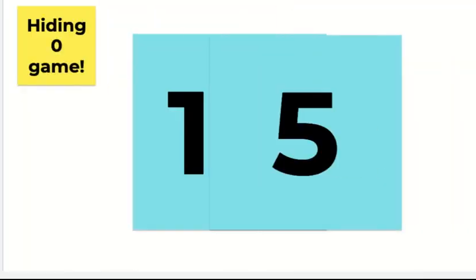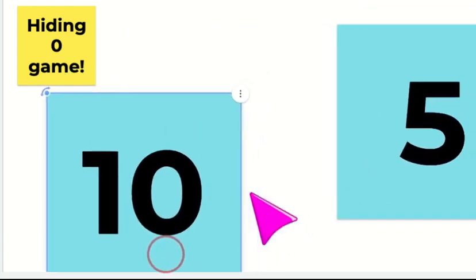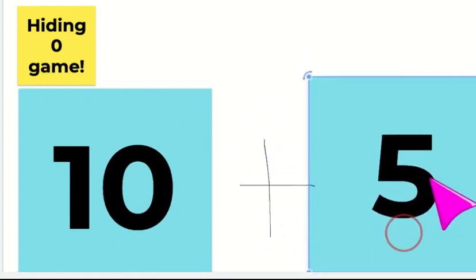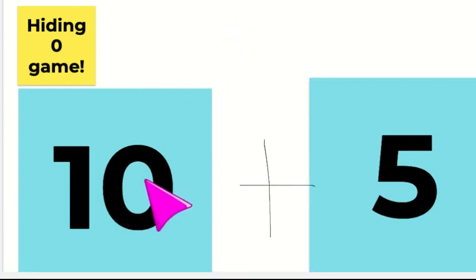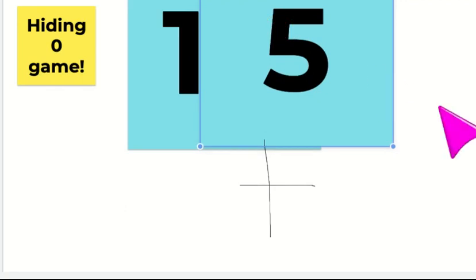Let's try another one. If we have 15 here, we know that every teen number is 10 plus some singles. So if we move this 5, what do you think is going to be behind there? A 0. We have 10 plus how many? 5. And that equals what number? Do you remember? 15. Very good.